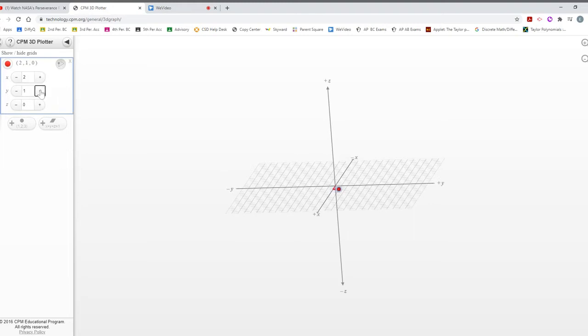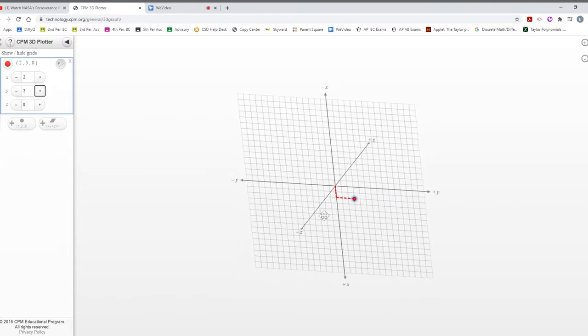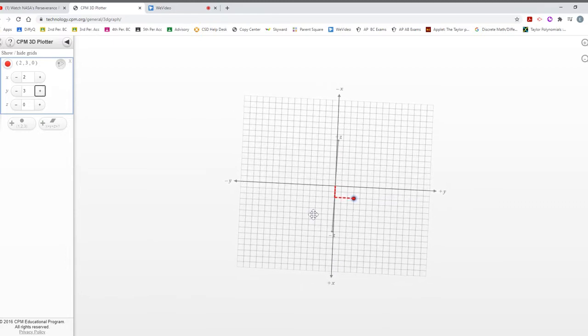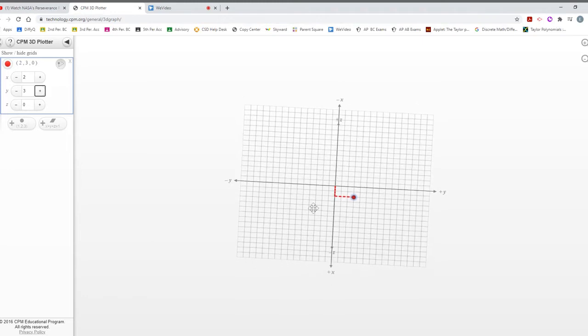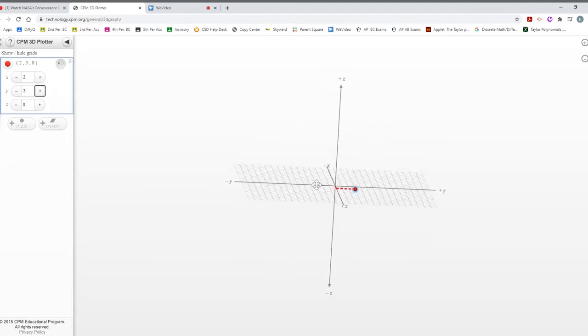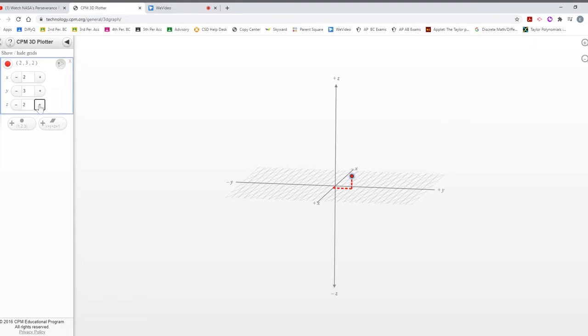Now I'm going to change the y-coordinate to be 3. Notice that this is just good old-fashioned lining up with 2 on the x-axis and 3 on the y-axis. But because I haven't moved in the z direction at all, this point now would have coordinates 2, 3, 0. Now if I increase the z coordinate to 5, simply because that was the answer to the last problem, this point has coordinates 2, 3, 5.